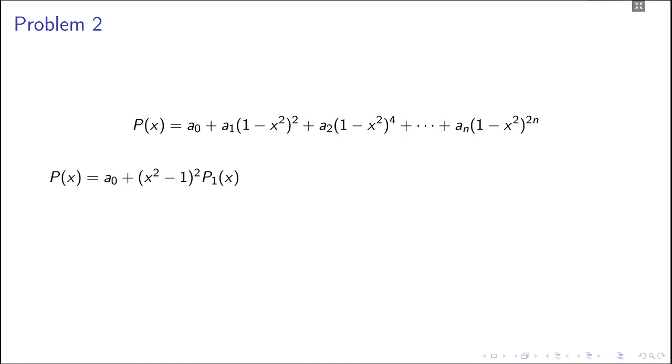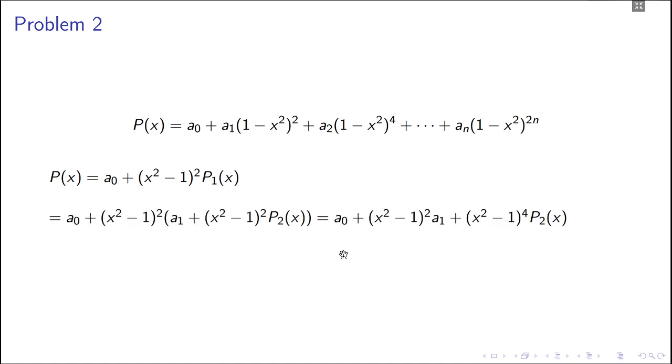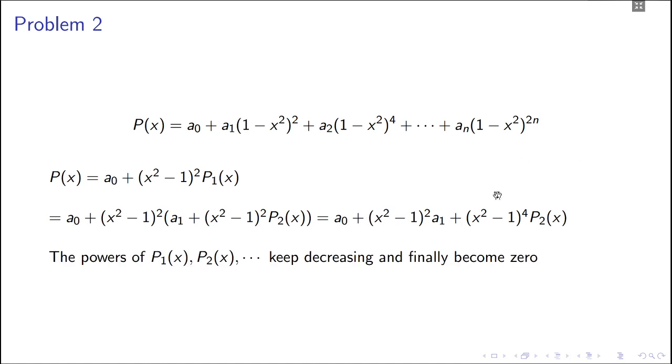So you can write this as this, and P1 you can again write in this form: a1 plus some P2(x). P2(x) again will have the same form, and then you can continue this way. Finally, since it's a polynomial of finite degree, the degrees of P1, P2 will keep on decreasing. It will finally become 0. When you extend this, you will end up with this form here. So that was a straightforward proof of this.